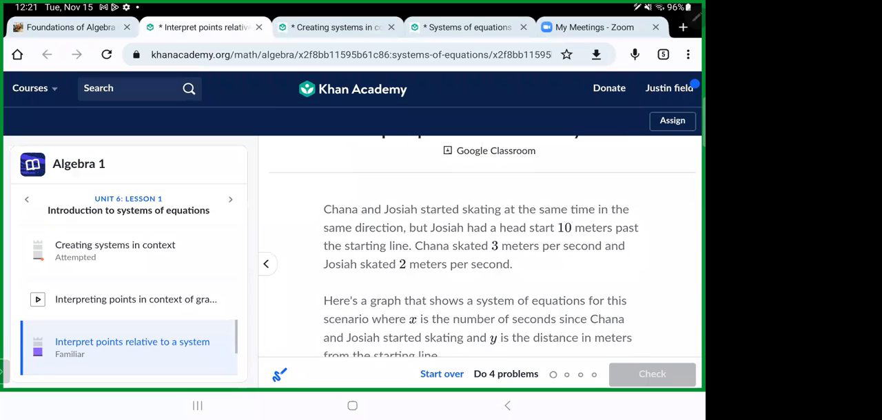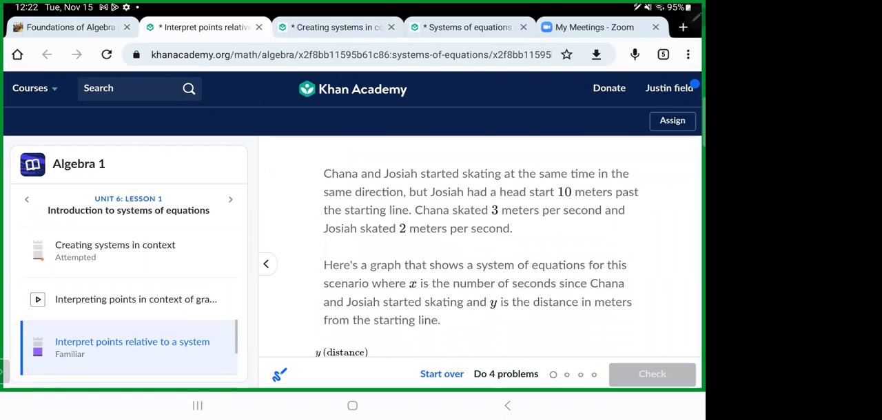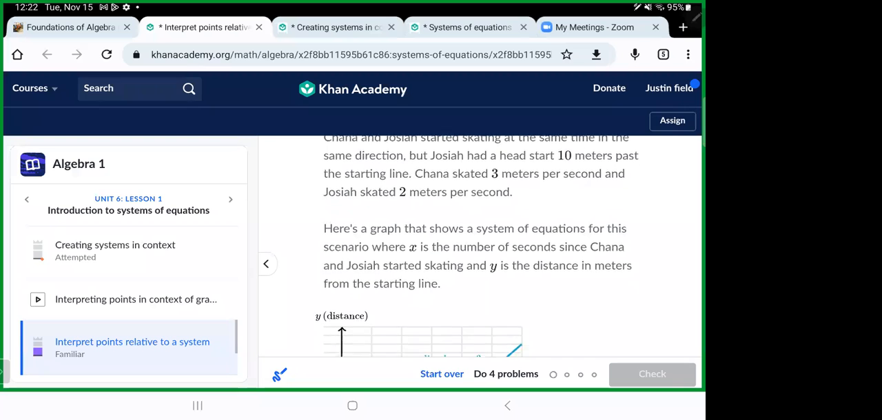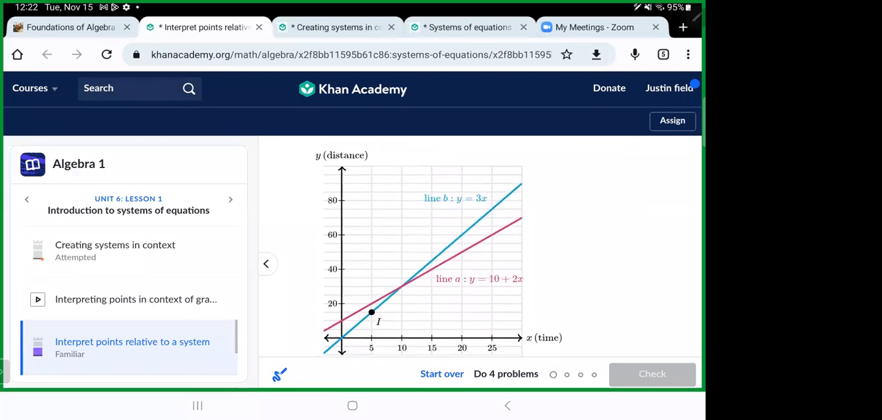All right, so Chana and Josiah started skating at the same time in the same direction. So again, I'm looking for the units. I know we're talking about time here. Josiah had a head start, 10 meters past the starting line. Chana skated 3 meters per second, and Josiah skated 2 meters per second. So what are the units? Meters, seconds. Okay, what do the variables represent? X represents the number of seconds Chana and Josiah started skating, and Y is the distance from the starting line. Okay, so X is time, Y is distance.